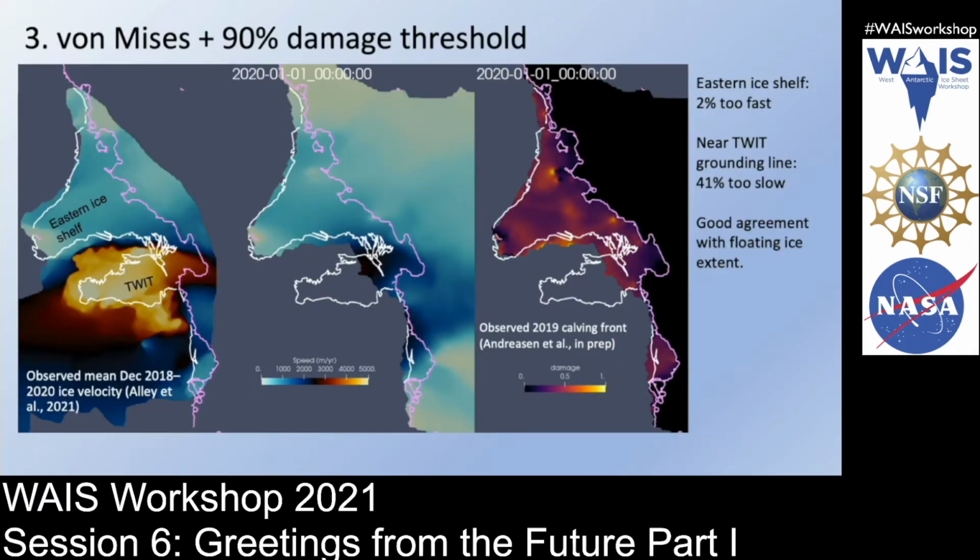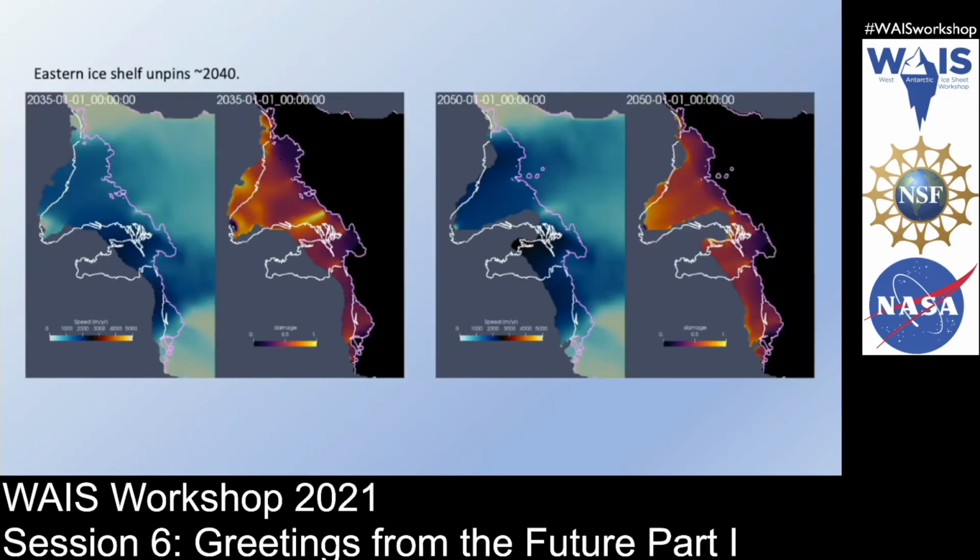In the third case, when we combine von Mises stress and the damage threshold, we suddenly get a very good match between observed and model velocities for the eastern ice shelf within about 2% on average. But we still have this problem with the western ice tongue being considerably too slow. But we get a good agreement with floating ice. And as we run this forward, we see that now the eastern ice shelf unpins in about 2040 and periodically regrounds on that pinning point, but considerably less floating ice than in previous simulations.